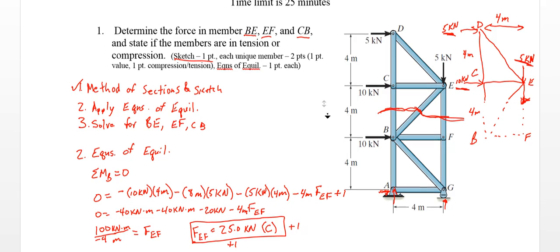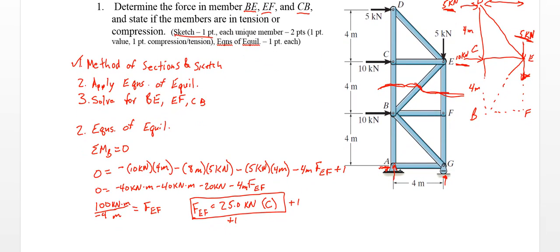Alright, so moving from that, now again I have a choice. I can do another moment around E to solve for BC, and I may do that, or I could do some of the X direction forces, and that would get me my BE, and then I could do some of Y forces with all of the forces there. I'm going to do the sum of the X forces next.